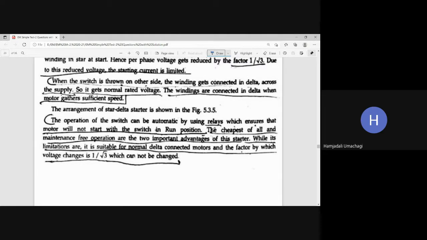When the switch is thrown on the other side, the winding gets connected in delta across the supply, so it gets normal rated voltage. The windings are connected in delta when motor gathers sufficient speed. So all the time we cannot apply reduced 1 by root 3 times line voltage. Once the starting current is controlled, then the switch is made to be thrown on the other side, that is in delta position. So in delta connection, we know that line voltage is equal to phase voltage. So we are going to get normal voltage which can be applied for the induction motor, and it can operate satisfactorily. Okay, the arrangement of star delta starter is shown in figure 5.3.5.